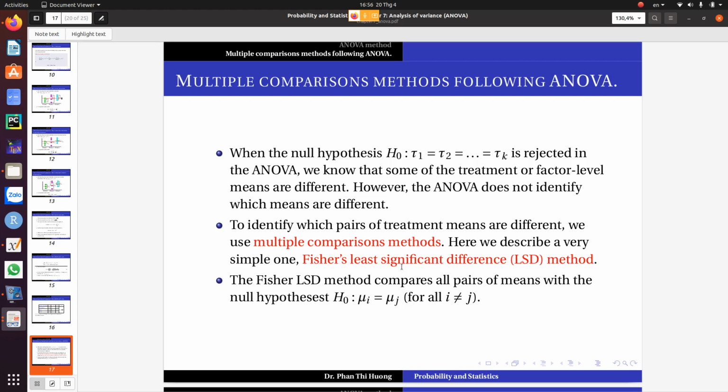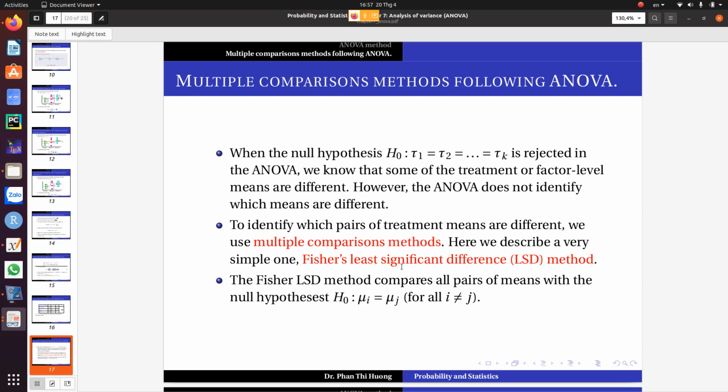Equivalently, we also confirm that there are differences between the means of different groups. But when we reject H0, we just know that some treatment or factor level means are different. We just know that there's something different between the means of different groups. But which ones are different? We don't know, right?